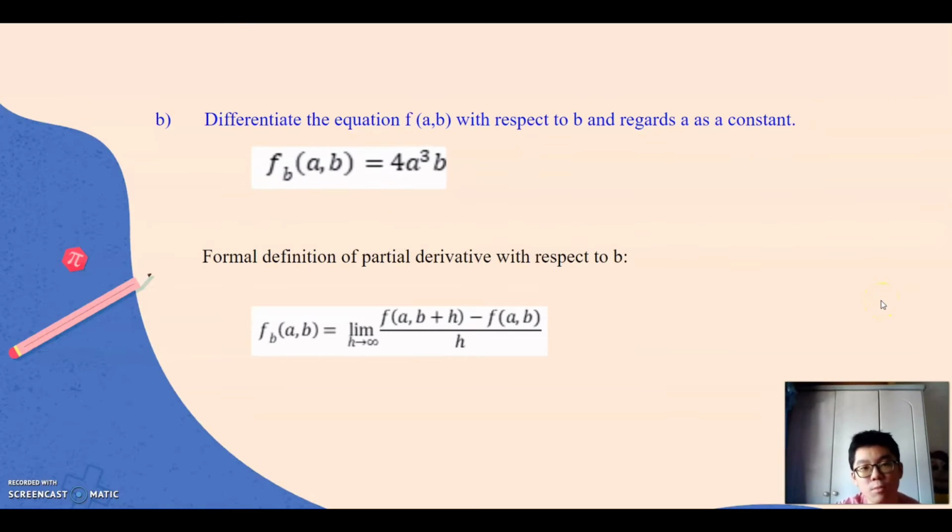Secondly, we also can differentiate the equation f with respect to b and regard a as a constant. Hence, the result will become 4a cubed b.